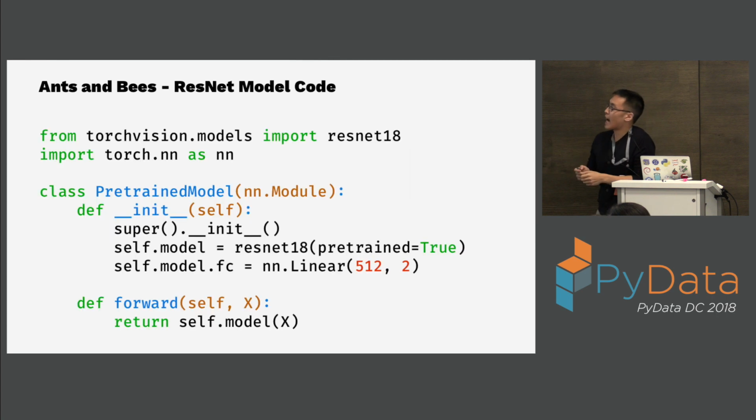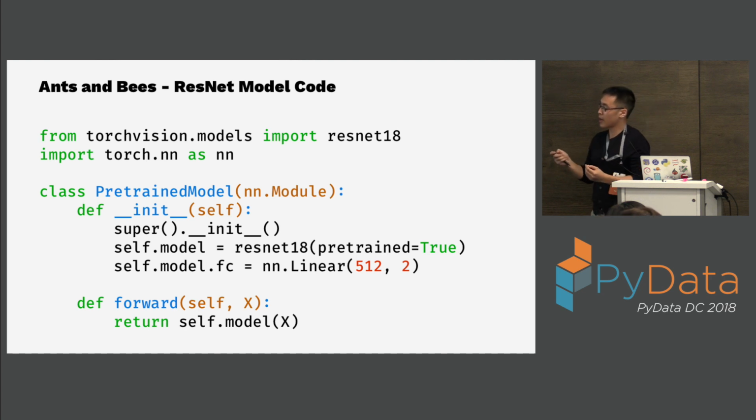To do this in PyTorch, it's very simple. You use the Torch Vision's ResNet 18, make sure your pre-train is true, and at the end, you see how I replace the last layer with a linear model, outputting a vector of size 2. Notice that I named the last layer model.fc. This will be important in the next slide.